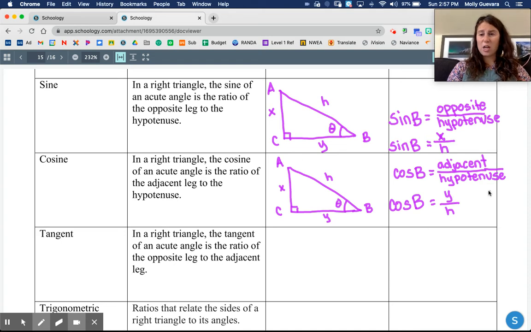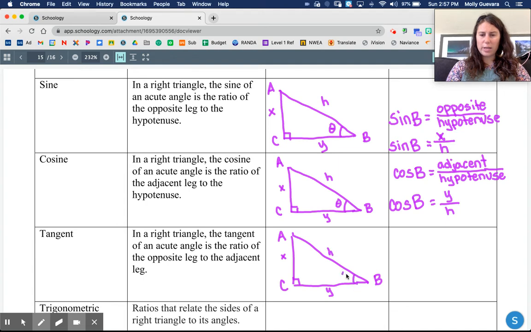So again, it's just a ratio. It's just a fraction. The last one is tangent. So again, I'm going to draw my right triangle here. A, B, and C. Here's my right angle. This is X, Y, and H. And let's just stick with angle B. I can do all of these for angle A as well, right?